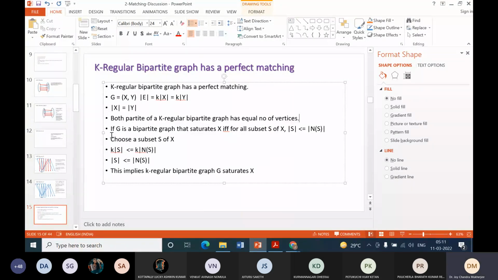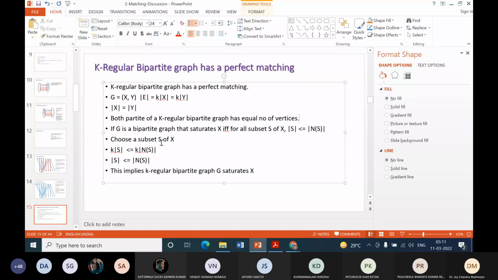So what will we do? It is a bipartite graph, so we will prove this: we take a subset of it, choose a subset S of X. We take any one of the parts, either X or Y. Suppose I chose the X partite set, and I took any subset in it. I do not know how to choose this subset, I choose any subset S of X.